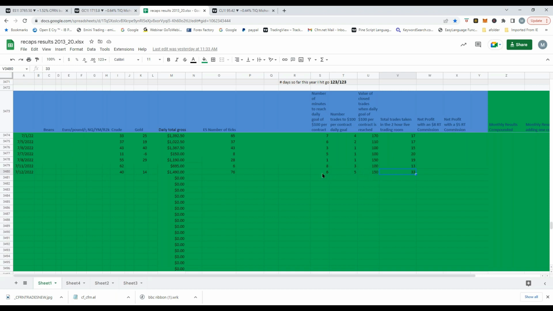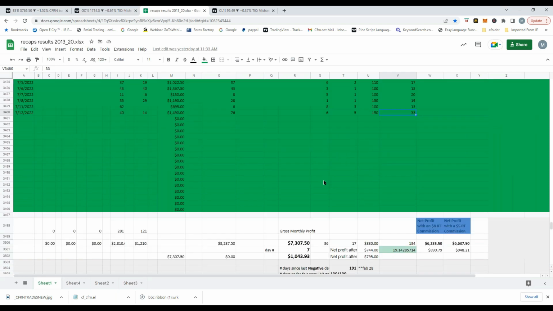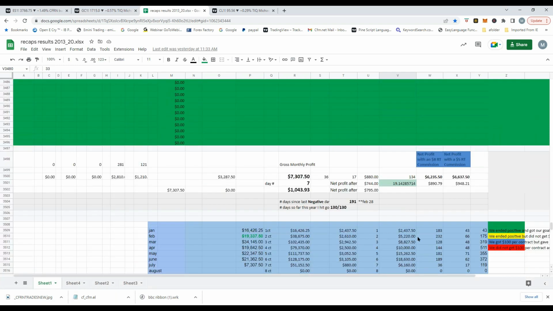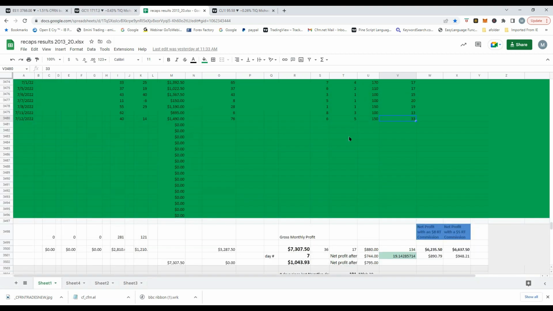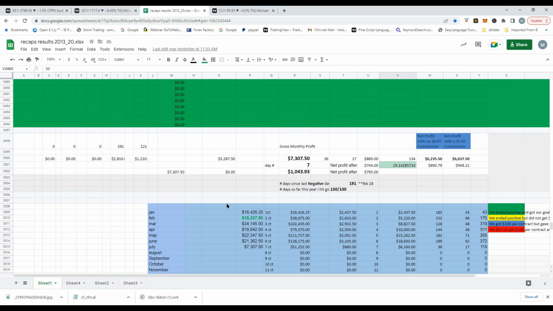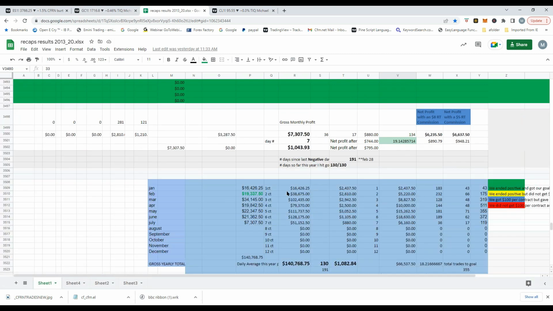People that have been trading for a while might say, oh, well, that's just $150 and it's just one contract. But if you're at 7 contracts right now, for the 7th month, that was $1,050 in 6 minutes. And all that information is down here. Now I've gone 191 days since my last negative day. Those are business days. I've gotten my goal on 130 out of 130 days so far this year. The thing about the goal is you have to set a goal that is achievable, something you can achieve every day.